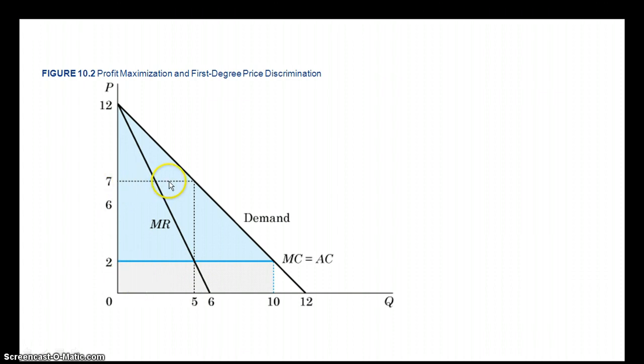This is what they get for being a monopoly, able to set a price. They get an additional 7 minus 2, 5 times 5, 25. So their total revenue in this situation would be 35.